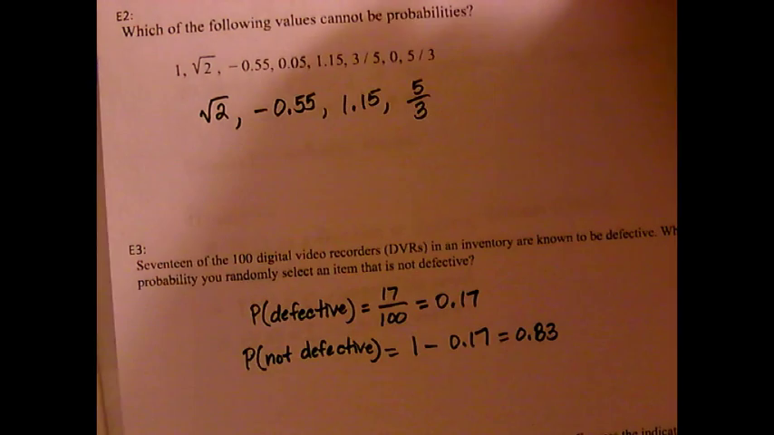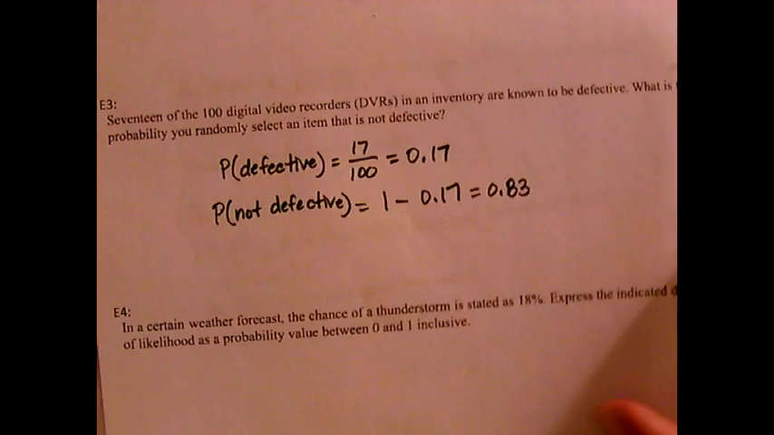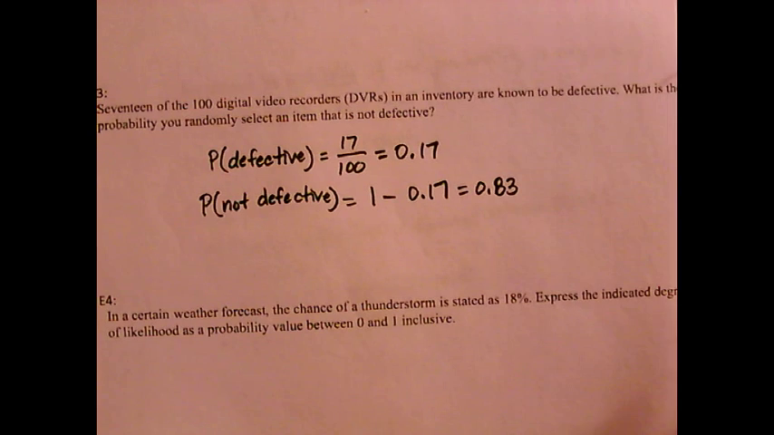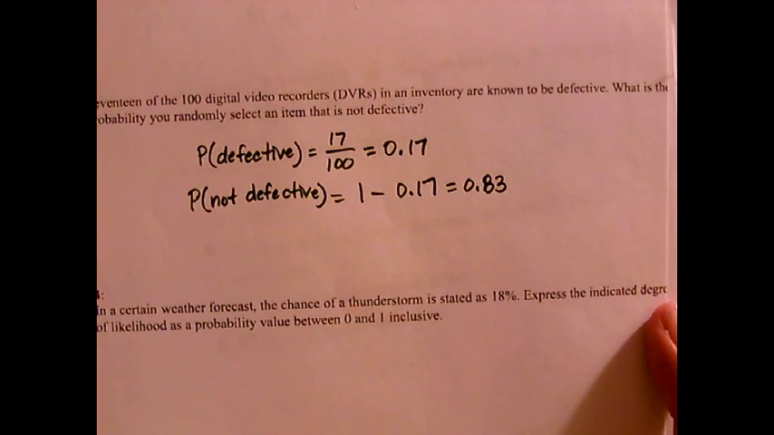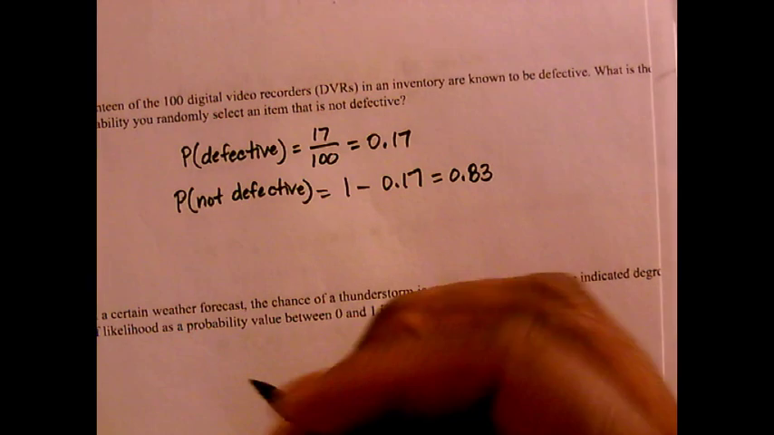Okay, now let's look at some more. Well, here's another example dealing with probability. In a certain weather forecast, the chance of a thunderstorm is stated as 18%. Express the indicated degree of likelihood as a probability value between 0 and 1 inclusive.